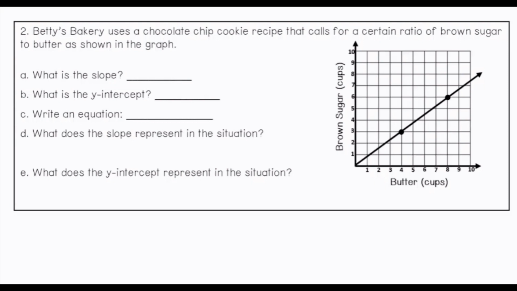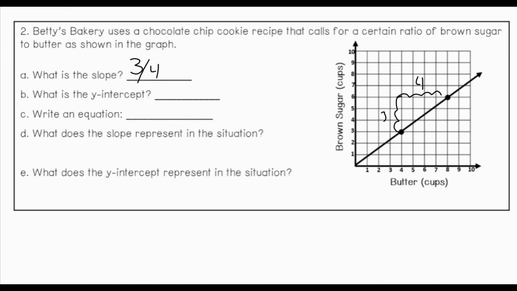Looking at number 2: Betty's Bakery uses a chocolate chip cookie recipe that calls for a certain ratio of brown sugar to butter, as shown in the graph. A, what is the slope? So finding slope from a graph, I calculate the rise over the run. Using the two nice points that they gave me, I can calculate the rise of being 3 and the run of being 4. So my slope here is going to be 3 over 4.